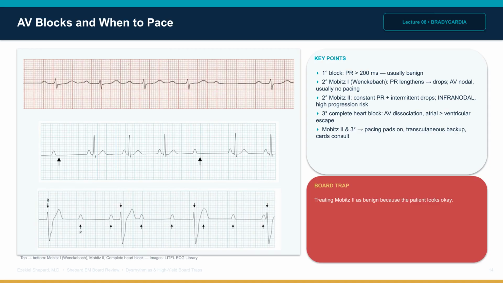Next step pearl: in symptomatic Mobitz 2 or complete block, the answer order is pads on, transcutaneous pacing, then transvenous, not trial atropine and wait. Classic distractor: picking atropine as the next step in third-degree block. It rarely works and delays definitive pacing.